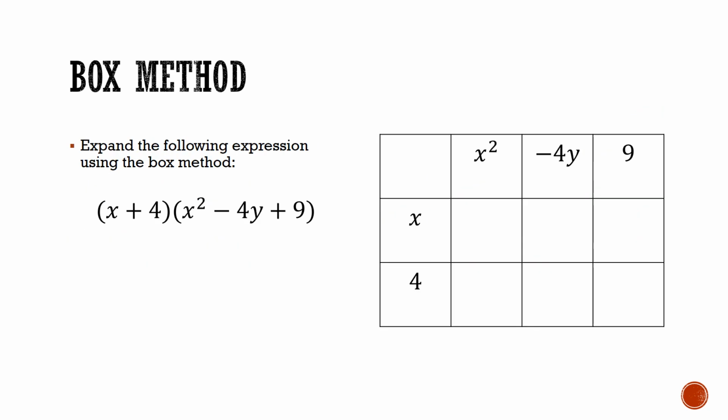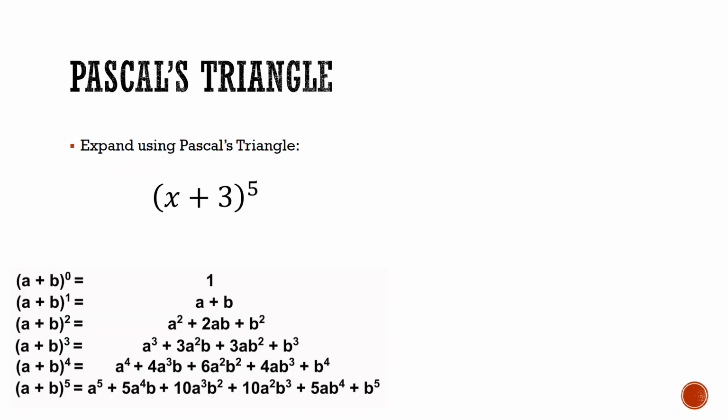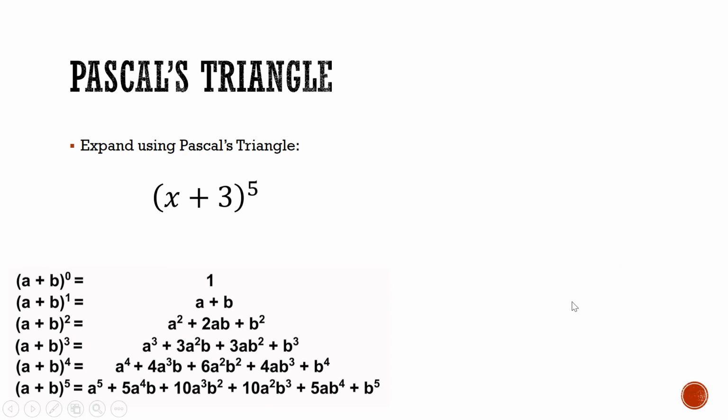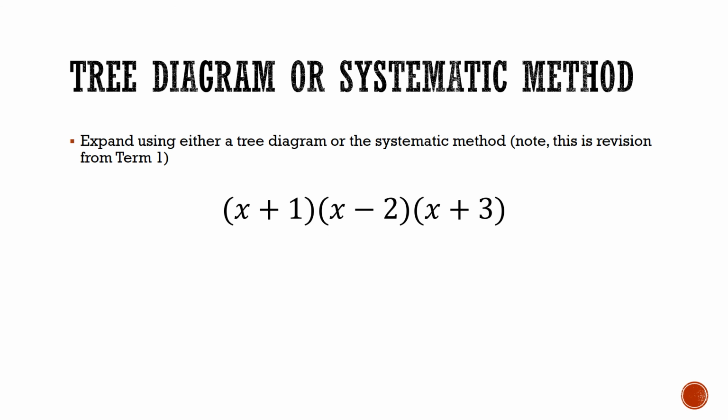So the first thing I want you to do is expand this expression using the box method. So pause the video, have a go at this, and let me know what you got. Secondly, I want you to use Pascal's triangle to find what (x + 3) to the power of 5 is. Touch base with that in a second. And finally, choose either the tree diagram or the systematic method to work out what the expanded version of this expression is.